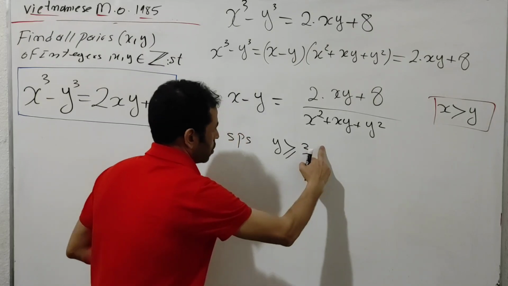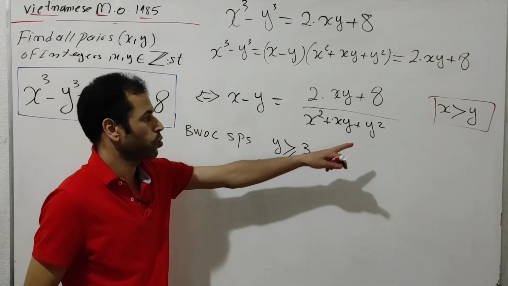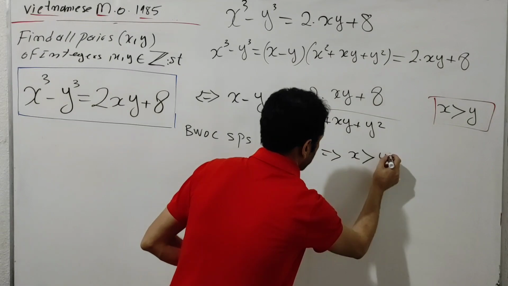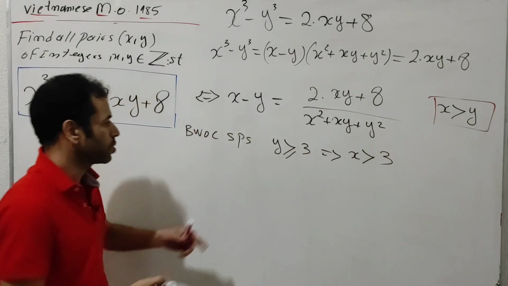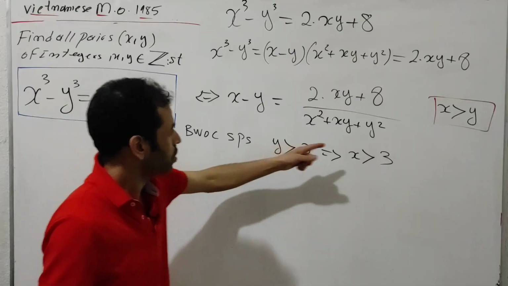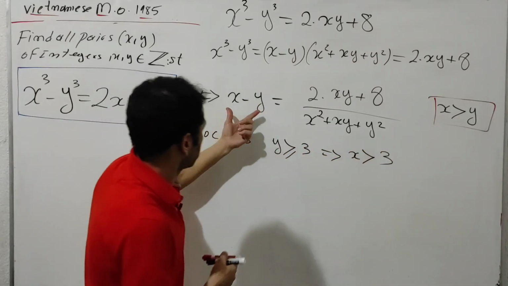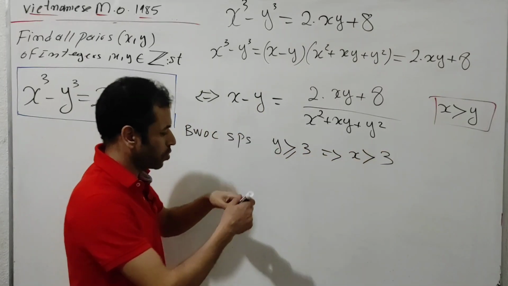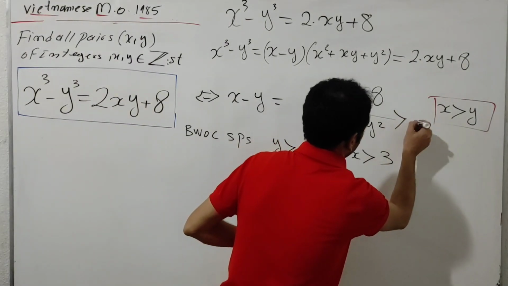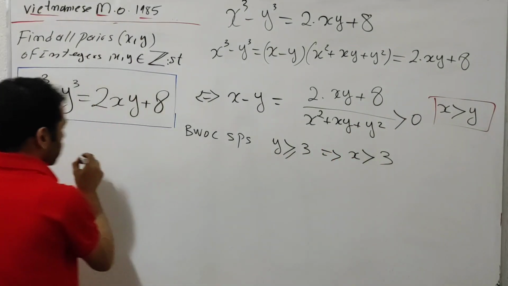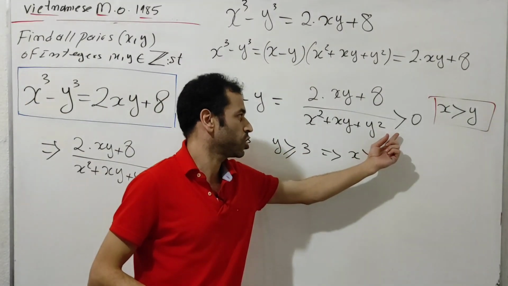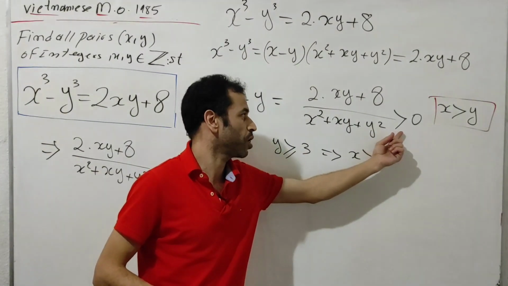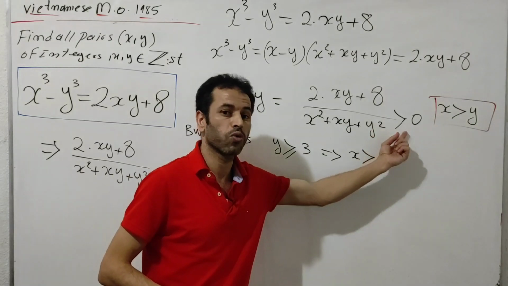Since x is strictly superior to y, that means x is strictly superior to 3. This is by assumption, okay? Since x is strictly superior to y, the difference is strictly superior to 0. That means this term is strictly superior to 0, so I'm going to bring this one down here. This term is strictly superior to 0, which is the same as superior or equal to 1, okay?